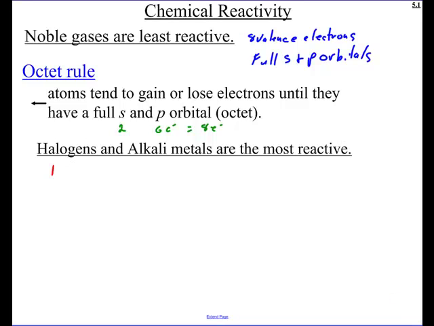So the halogens gain an electron, and the alkali metals lose an electron, and that allows them to have an octet. And when you have an octet, you are more stable, you're more stable energetically.